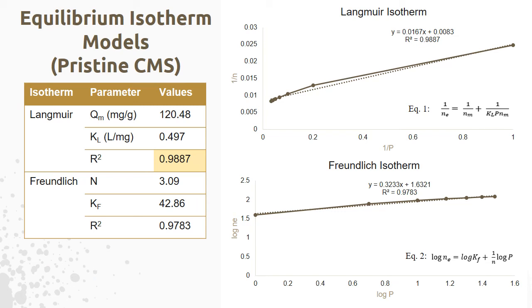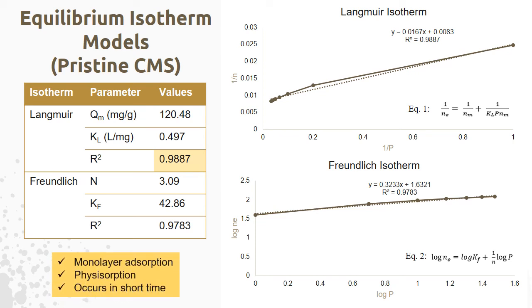According to the results, the Langmuir model shows the best fit for CO2 adsorption onto pristine CMS, as shown by the higher correlation R², which is 0.9887, as compared to the Freundlich model, where R² is 0.9783. This explains that there is only monolayer adsorption of CO2 onto CMS. Based on the result obtained, adsorption of CO2 using CMS is nearer to physisorption rather than chemisorption. The reason behind this phenomenon is that the adsorption of CO2 only occurs on the surface of CMS, and the adsorption process occurred in a short time.